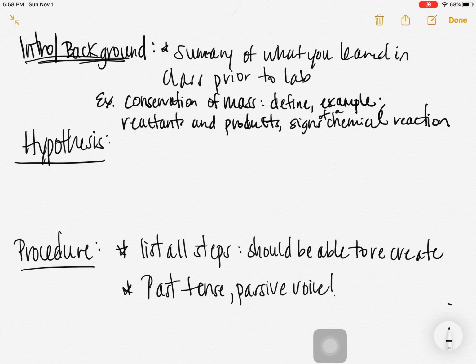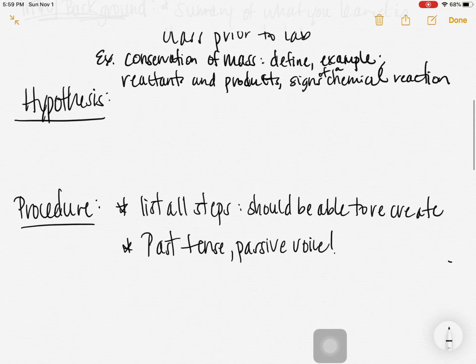Basically, in your intro, you should be able to give this lab report to somebody who's never taken chemistry, and they would have some idea of what you had learned prior to performing this lab based on reading just this paragraph, or maybe 2 paragraphs of information. So you want to be kind of specific in your writing.